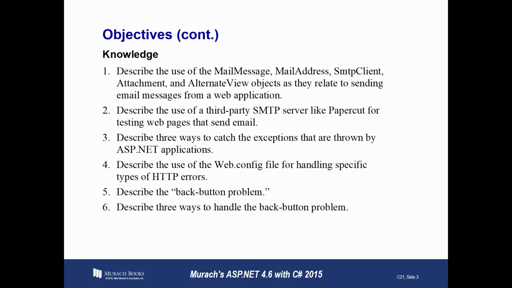As far as our knowledge objectives, describe the use of the mail message, mail address, SMTP client, attachment, and alternate view objects as they relate to sending email messages from an application. Describe the use of a third-party SMTP server like Papercut for testing web pages that send email. Describe 3 ways to catch exceptions thrown by ASP.NET applications. Describe the use of the web.config for handling specific types of HTTP errors. Describe what is known as the back button problem, and describe 3 ways of handling the back button problem.